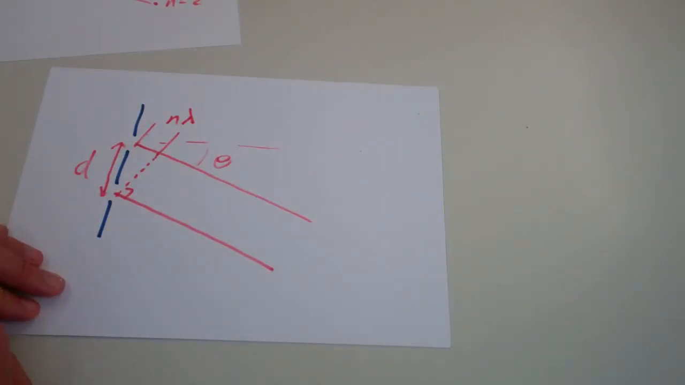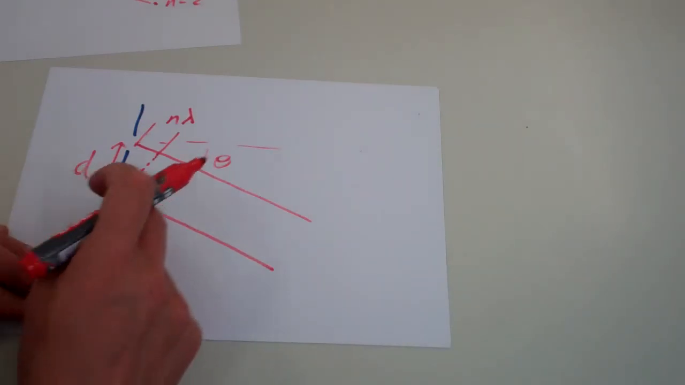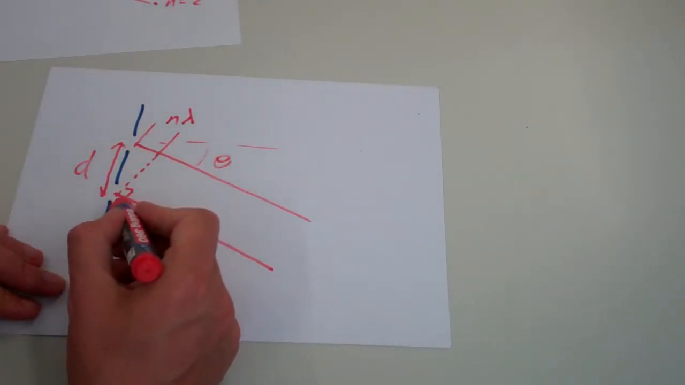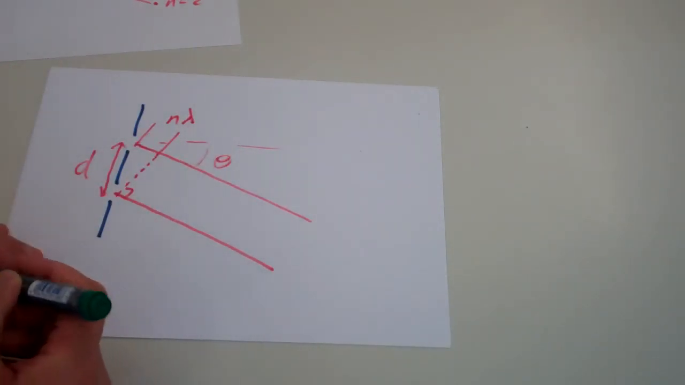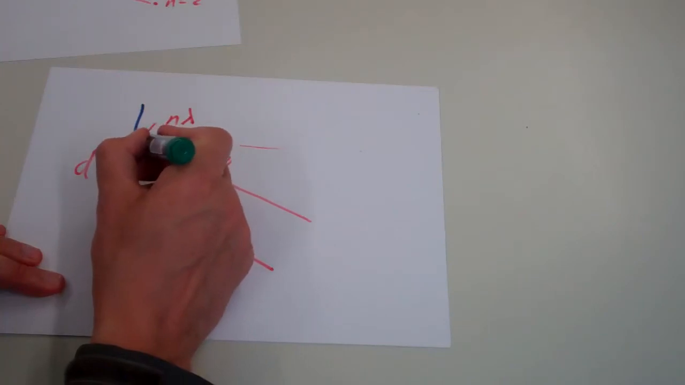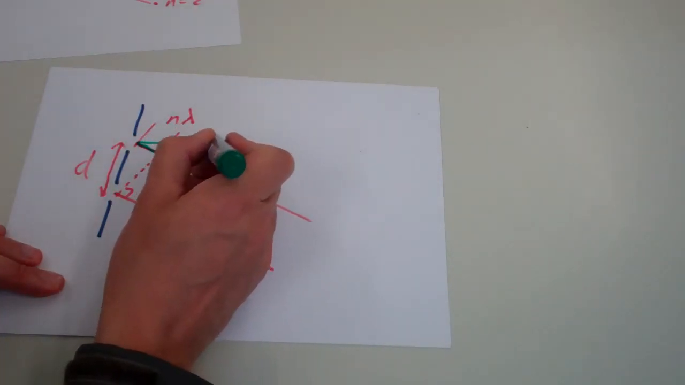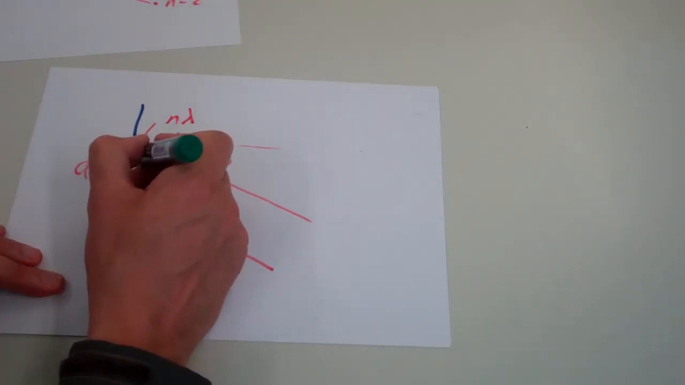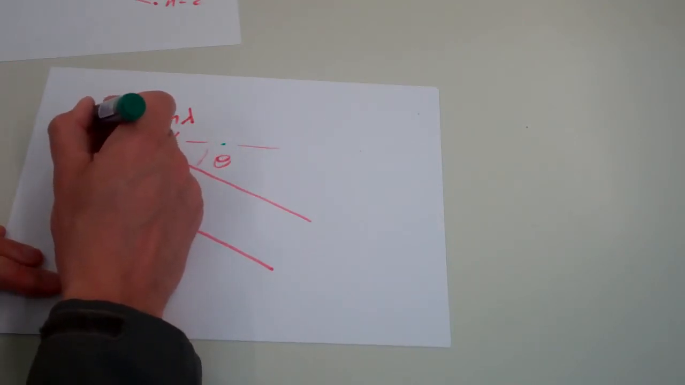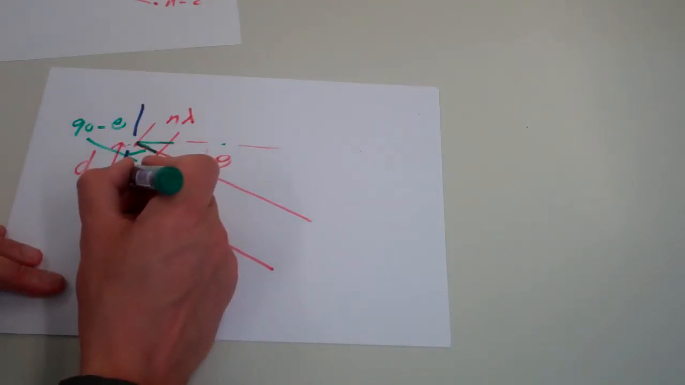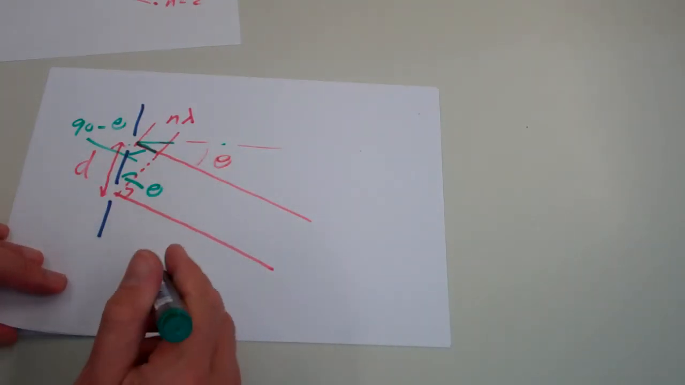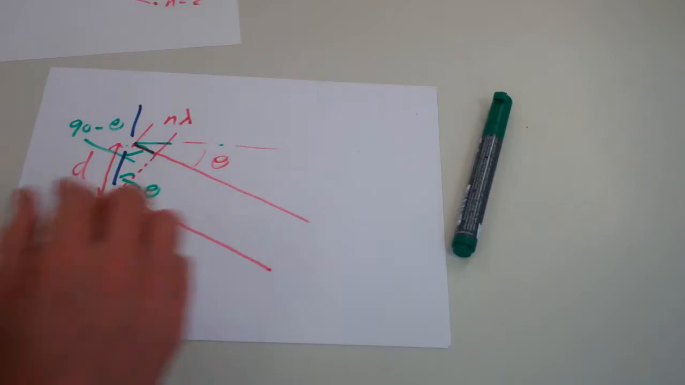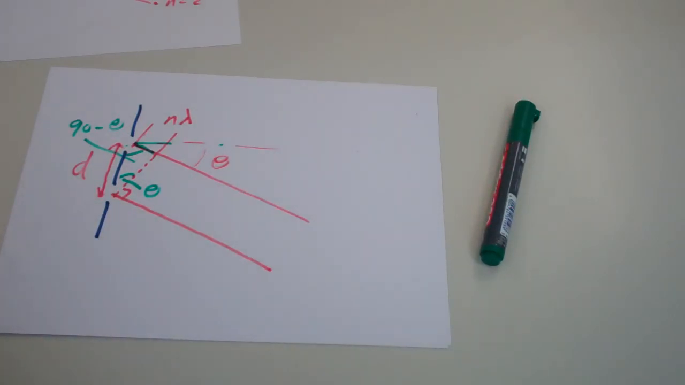Last thing we've got to do is to try and find this angle theta. If we look at these angles here, this angle here is theta. That dotted line is at right angles to the grating. So this angle in here is 90 minus theta, and that makes that angle there theta. So we've got a little triangle in there.